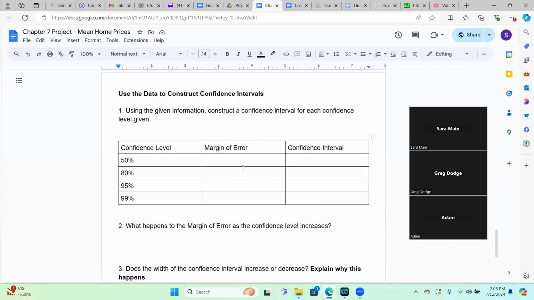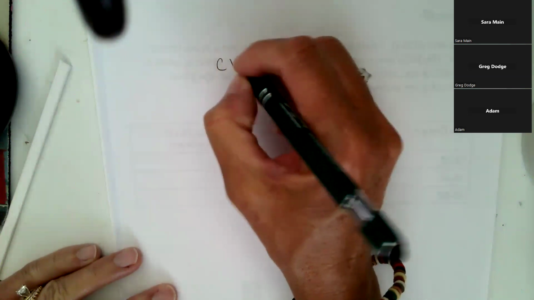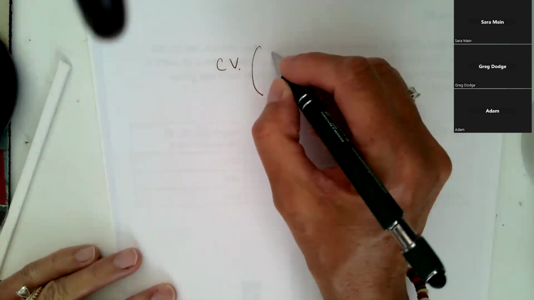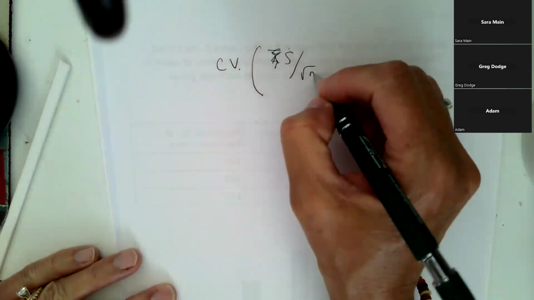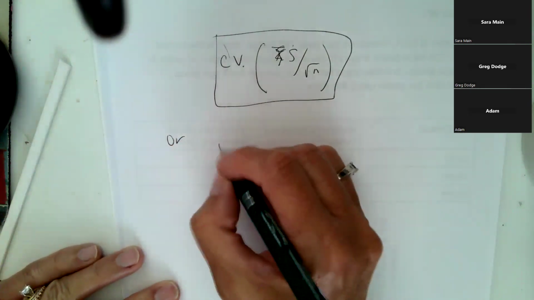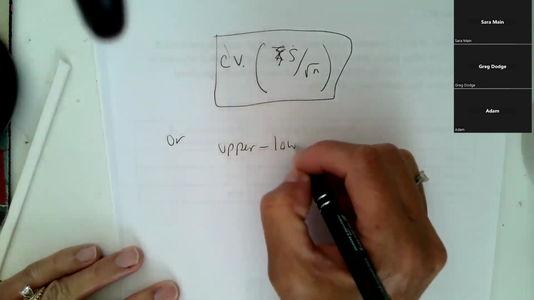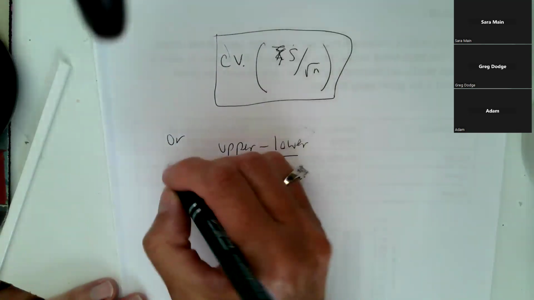Now, remember that margin of error is, let me just show you, remind you, your margin of error is this part of your confidence interval when it's proportions, which we don't have in this case. But it's your critical value, right? Times your standard deviation divided by the square root of n. So this is your margin of error. Or you could do your upper minus your lower divided by 2, right? The width of your confidence interval divided by 2, that gives you your margin of error.